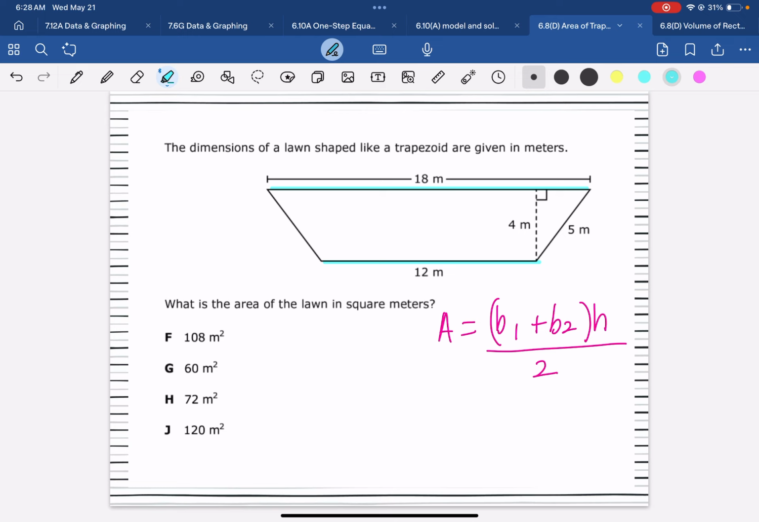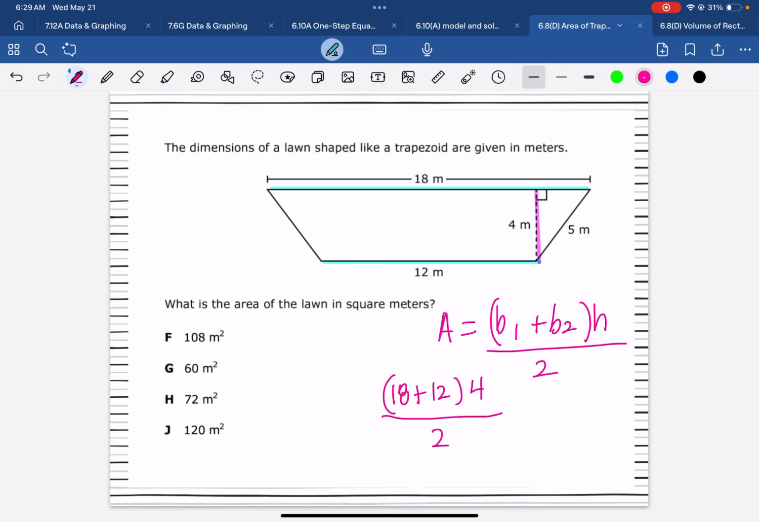Now, the height is the distance between both the bases, and it's going to be perpendicular, which will be the 4. You don't need the 5, so the 5 is just there to throw you off. Let's go ahead and plug in these values. Times it by height. I can guarantee one of these answer choices used 5.